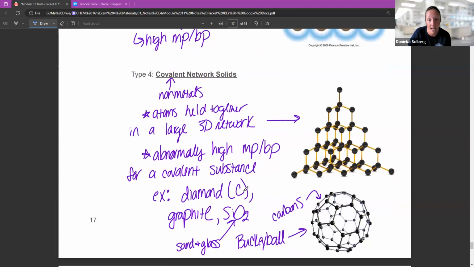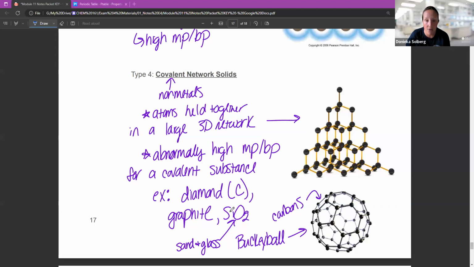Graphite is the same. It's hard to melt graphite because it's got a 2D structure at least. Those are called allotropes of carbon. Silicon dioxide. This is actually what's in sand particles and glass, right? Sand can be made into glass.